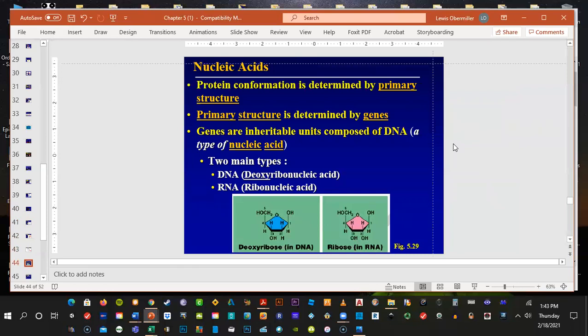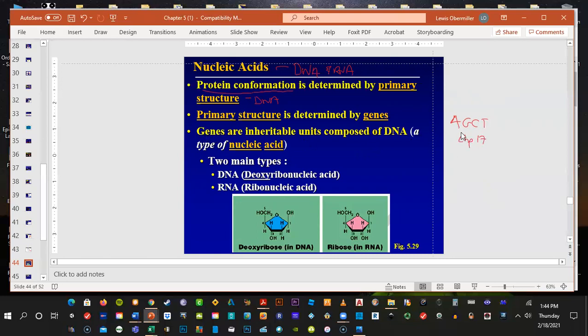Okay, so the last thing we're going to talk about is the nucleic acids. So this is DNA and RNA, and they're very similar. So if you know one, it's real easy to know the other. The protein structure that we talked about is determined by the primary structure, which is determined by the DNA, the order of the A's and the G's and the C's and the T's. And again, we'll learn more about this in chapter 17.